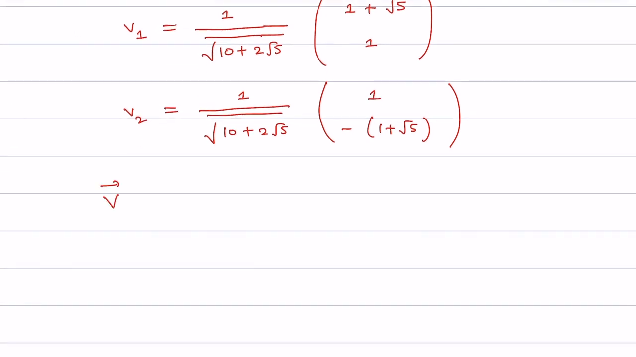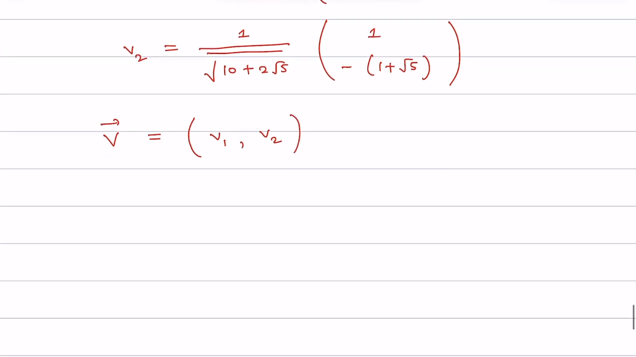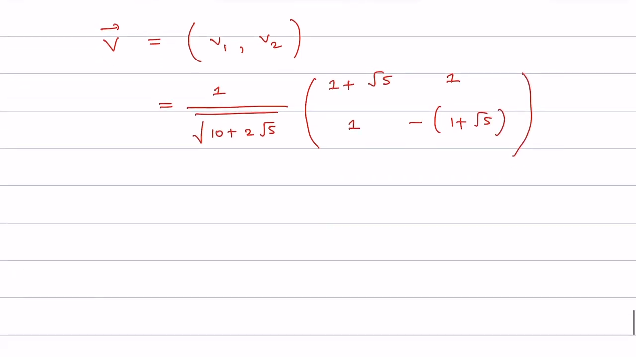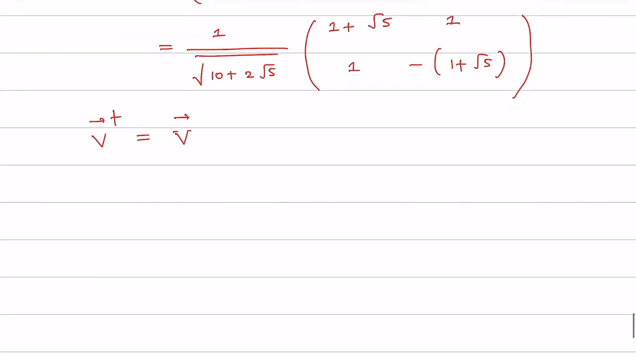So this V matrix is formed by v1 and v2. Let me write the whole V in matrix form. That would be 1 by square root of (10 plus 2 root 5) times the matrix with elements 1 plus root 5, 1, 1, 1 minus root 5. So this is my V matrix, and as you can see immediately, V dagger is actually going to be the same as V. And this diagonal matrix, which is lambda, I can also denote by sigma, as that is what I have used in singular value decomposition. Sigma would be equal to 1 by 2 root 3 times the diagonal matrix with 1 plus square root of 5, 0, 0, 1 minus square root of 5.